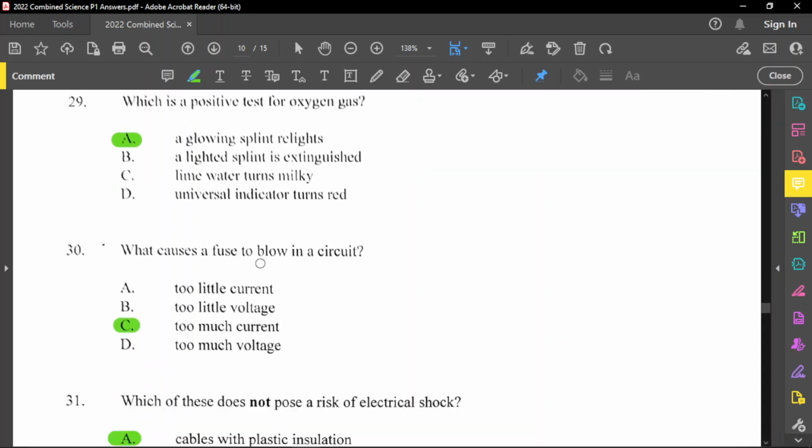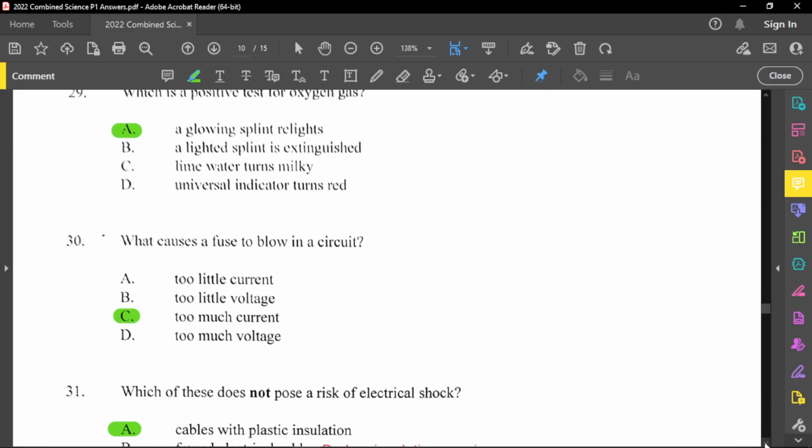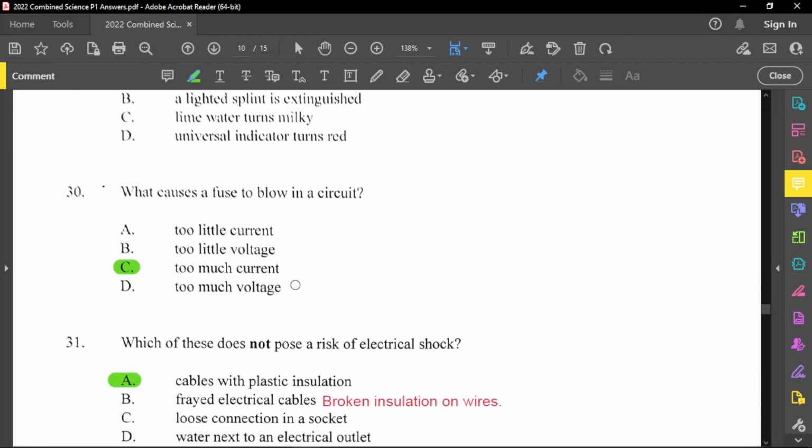It said, what causes a fuse to blow in a circuit? What is happening there is high current. Once you have high current, it will cause the fuse to blow, because remember that a fuse is a form of resistance, a resistor in a sense. When you exceed the rating of a fuse, the fuse will blow out. A fuse is rated based on amperes, and current is measured in amperes. What a resistance does is oppose the flow of current. So not voltage.